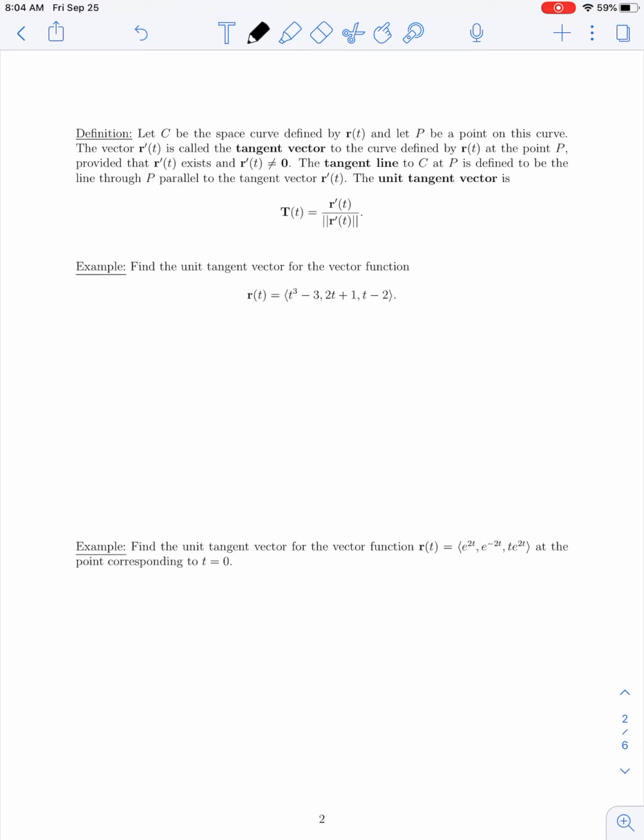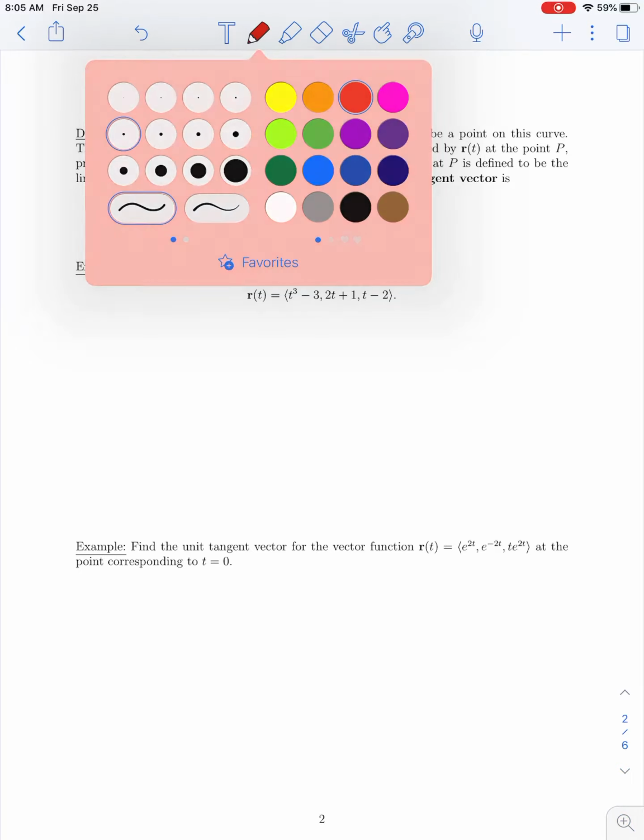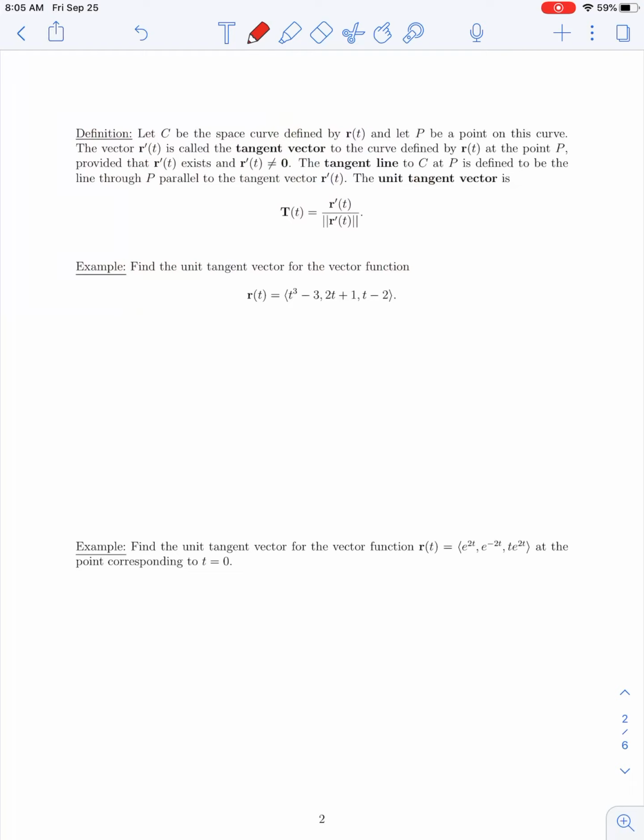So let's think about a geometric interpretation of this derivative of a vector function and define a particular vector associated with a vector function called the unit tangent vector. So we saw in our last section that a vector function in 3 dimensions can be used to define a space curve. Let's call that space curve C, which again would be the curve defined by some vector function r of t. And let's take P to be some point on this curve.